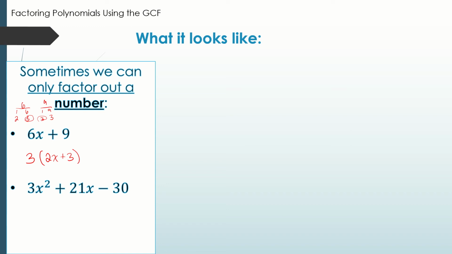If you want to double check yourself, you can always do the reverse, redistribute, and you should end up with this. So 3 times 2x gives me 6x, that's right. 3 times 3 gives me positive 9, that's right. So this is my factored answer. That is correct. Let's look at the next one.